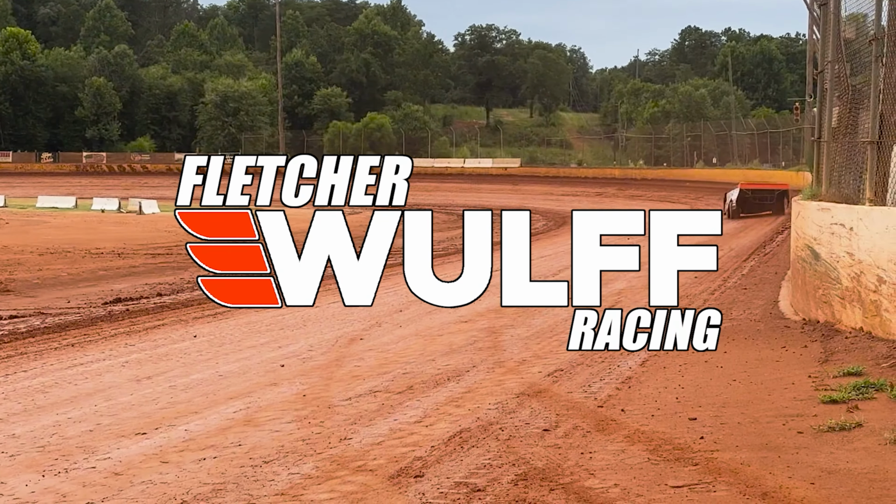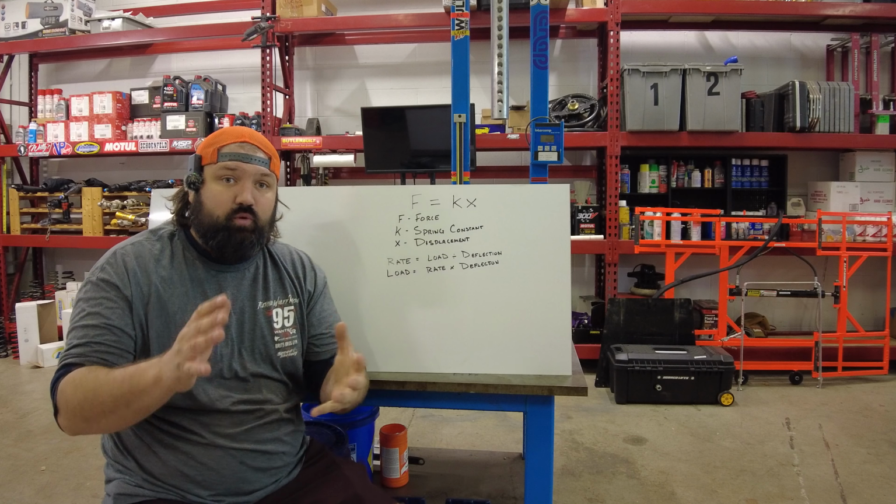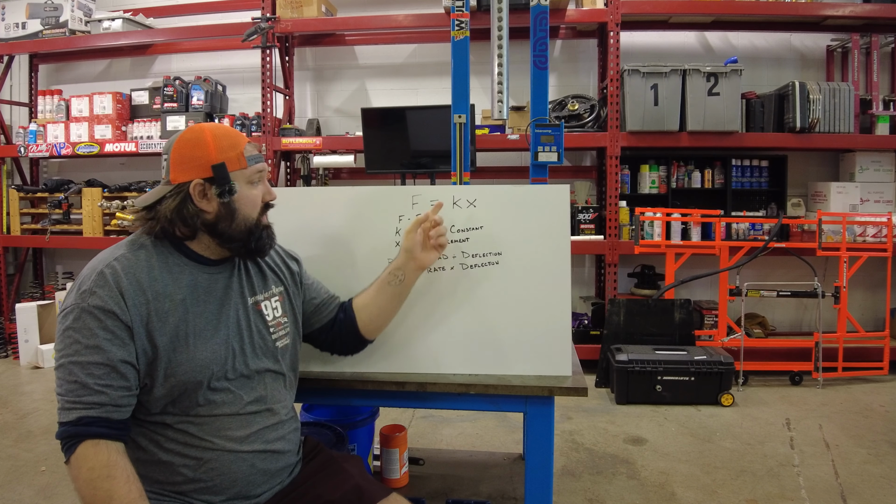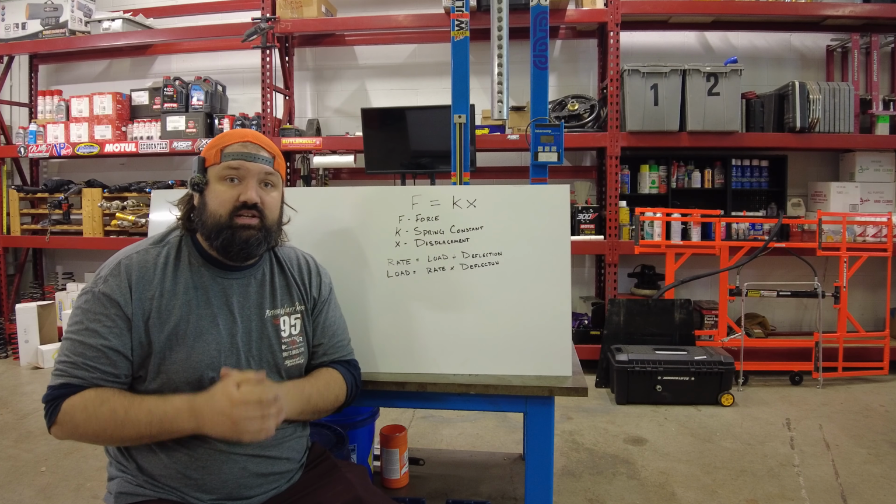This spring, along with all other springs, is going to follow Hooke's law. So Hooke's law is force equals Kx. The F is force, basically the load applied to the spring or the load produced by the spring. K is your spring constant, and then X is the amount of travel, the displacement on the spring. We can use this equation to talk about the difference between load and rate, because F, the force, is your load, while K, the spring constant, is your rate.